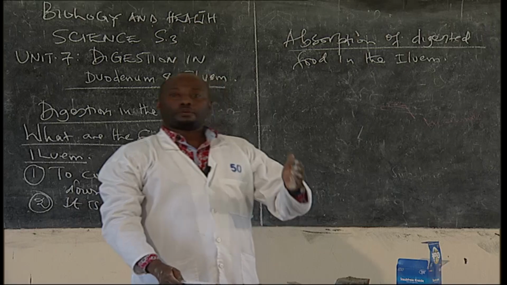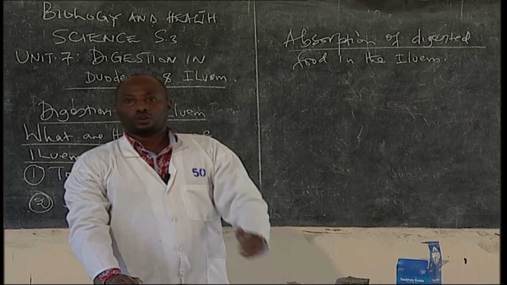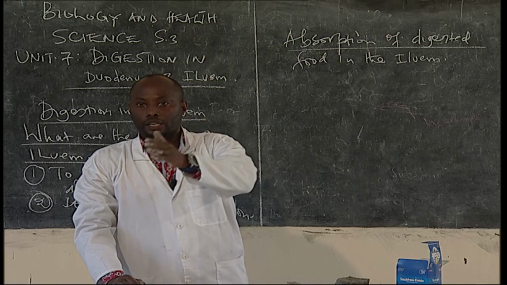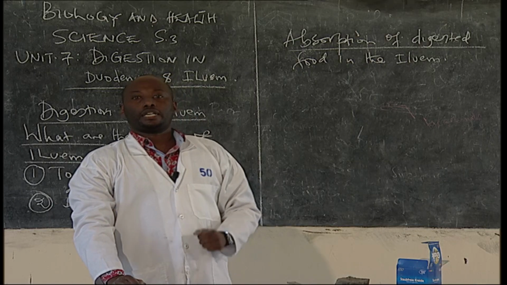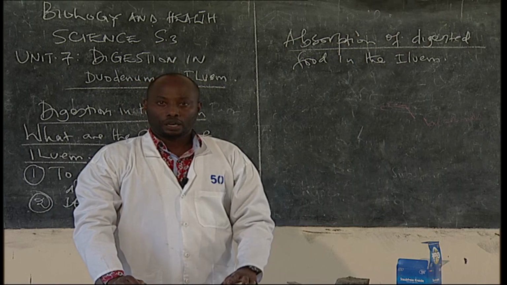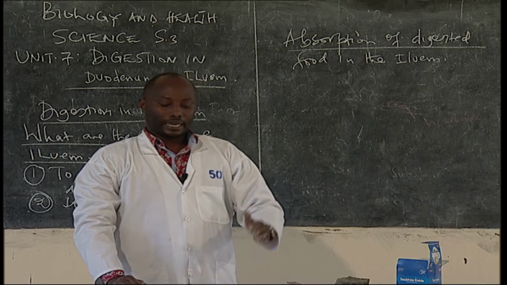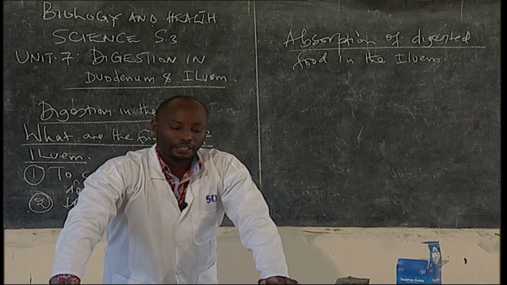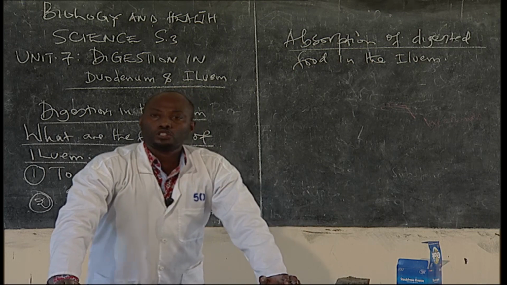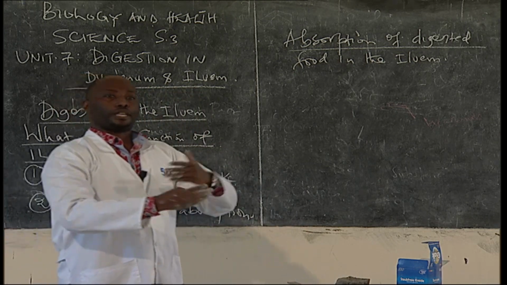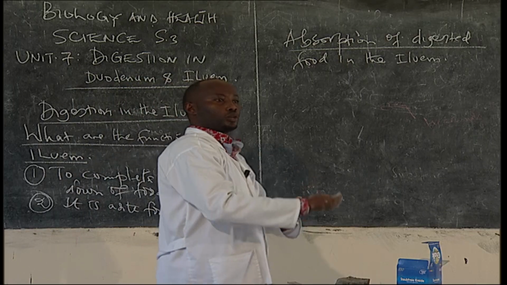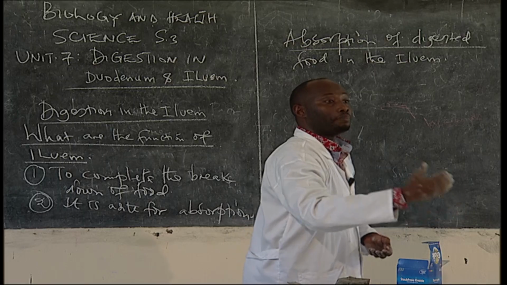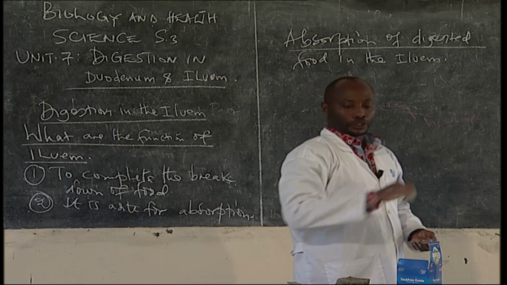I mentioned that one of the functions of the ileum is the complete breakdown of food. Second, it is a site for absorption. So we can say most of the absorption of digested food takes place in the ileum. It's because the ileum has some specialized structures that enable it to carry out its function. What are those adaptations and characteristics that make the ileum perform its function?